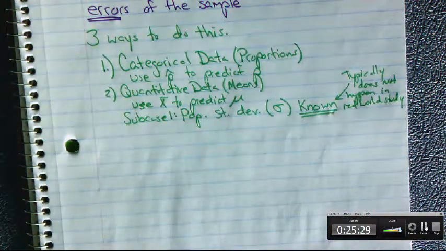Because if you know the population standard deviation, well, in order to know the population standard deviation, you have to know the population's data, right? And if you know the population's data, why wouldn't you just know? If you know the population's data, you can just find mu. Okay, so that typically doesn't happen.